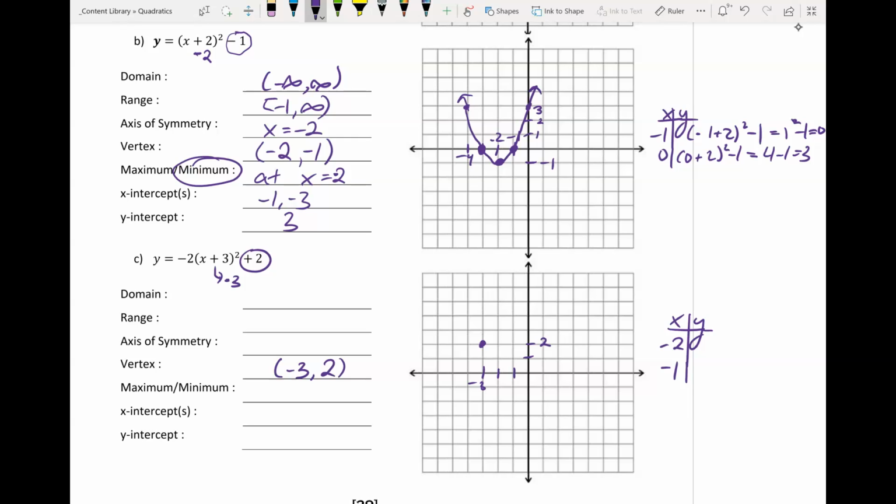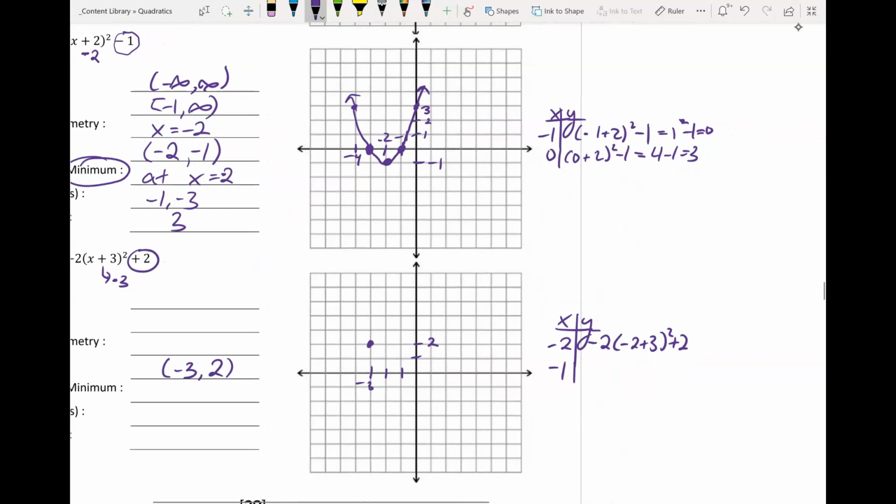So I'm just going to plug in x equals -2 back into our original function. So that's -2 plus 3 squared plus 2, which is -2 times 1 squared, which is just still 1. That means we have a point at -2, 0.